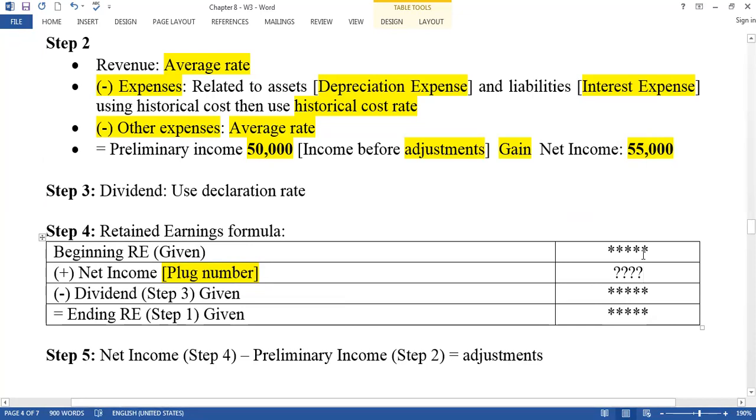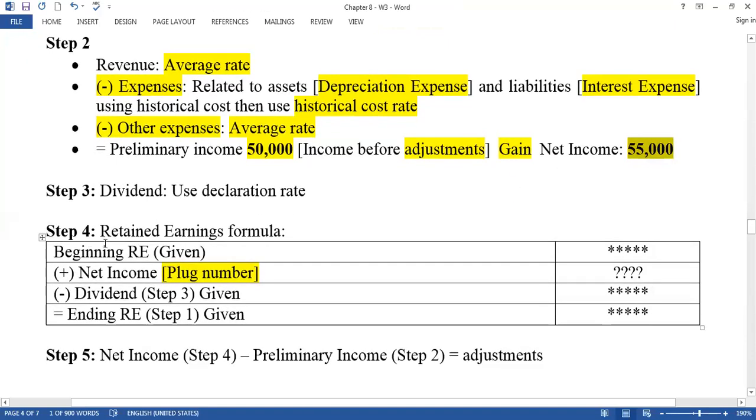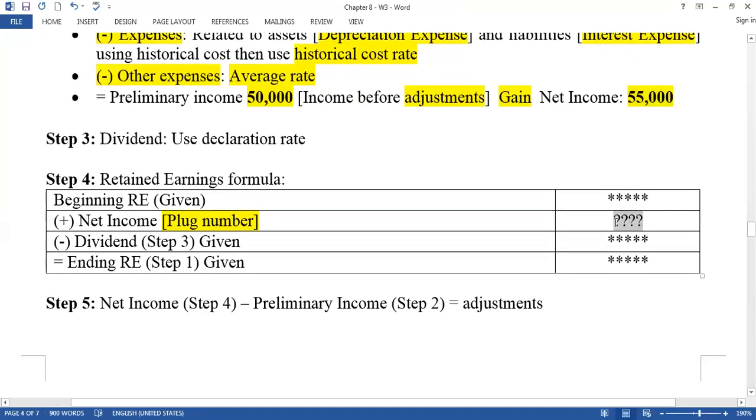You are given beginning retained earnings. You are given dividend. You are given ending retained earnings. If you have these numbers, then net income is the plugging number, right? So this plug number we have to calculate, we have to put here to compare whether we have any gain or loss. This kind of thing we are going to do in our step four. So when we have this plug number, then we do the adjustment.